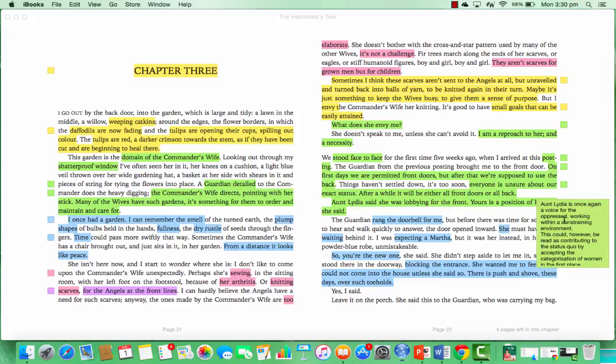She's once again a voice for the oppressed and working within a constraining environment. This could, however, be read as contributing to the status quo by accepting the categorisation of women in the first place. And we'll talk more about dominant and resistant readings once you've read more of the novel.